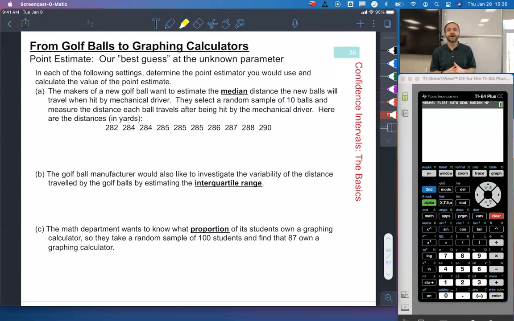In the first one, the makers of a new golf ball want to estimate the median distance the new balls will travel when hit by a mechanical driver. They select a random sample of 10 balls, you see that word random, and measure the distance each ball travels after being hit by the mechanical driver. Here are their results in yards. So in other words, they want to estimate the median distance of all the new balls when hit by a mechanical driver. Here are the distances from the random sample of 10 balls. So what should we use in this case?